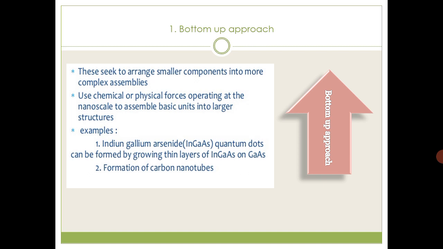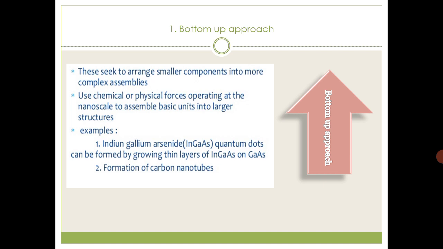Examples in the bottom up approach: first, indium gallium arsenide quantum dots can be produced by growing thin layers of indium gallium arsenide on gallium arsenide. These particles then collide and form clusters, and produce the quantum dots of indium gallium arsenide.